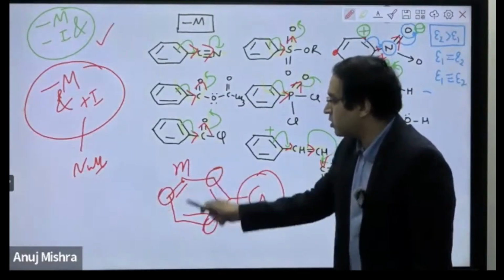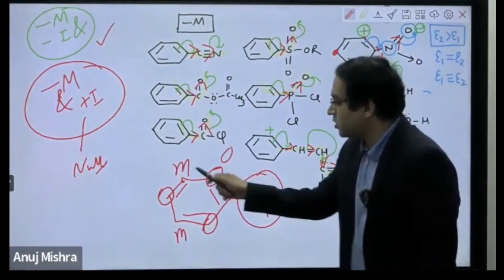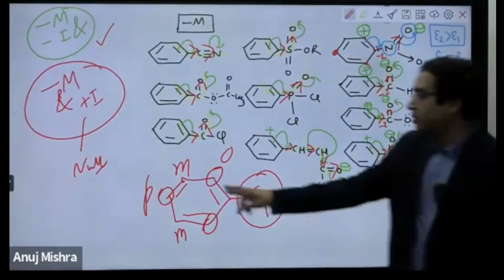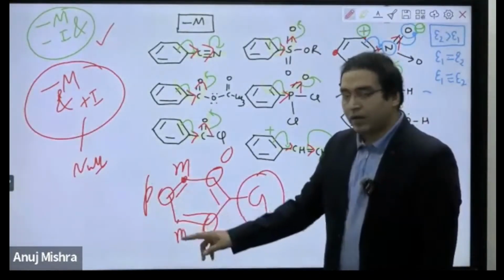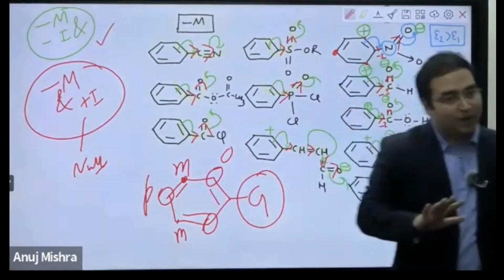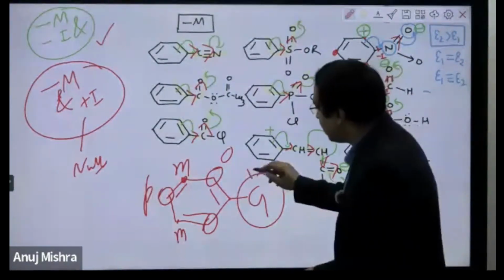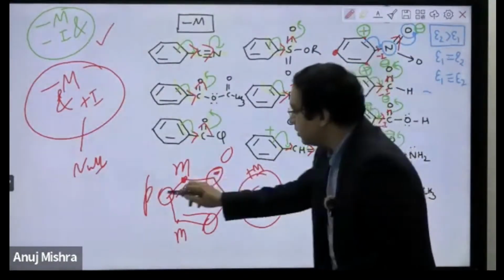Nobody's bothered about the meta position. This is called the ortho position. This is meta, and this is the para position. I hope you know this. Ortho, meta, para. So at the meta position, nothing is coming. If it is plus M, there is no charge coming up. If this is minus M, still no charge is coming up. Is it clear?